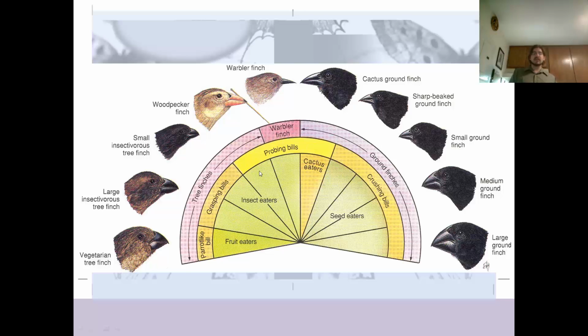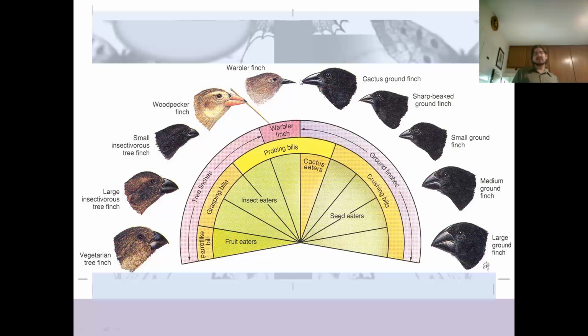Then we have all these insect eaters, and they eat different sized insects. And the larger and tougher the insects, the larger and broader the beak. So this large insectivorous tree finch that eats large insects has a big, broad beak, whereas the small insectivorous tree finch has a smaller beak, but it's still broad. Then we get to the woodpecker finch, which is sort of interesting. It has what we call a probing bill, which is useful for getting under tree bark to get at insects there. So the warbler finch and the woodpecker finch both get under tree bark, and we can see their beaks are supremely adapted for poking into stuff and getting under things.